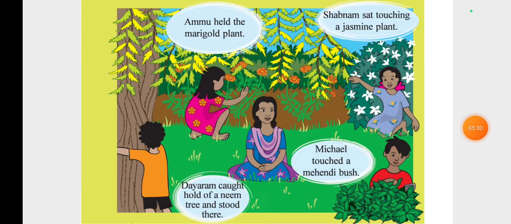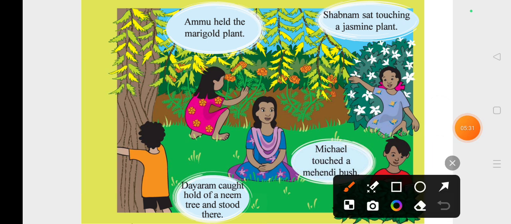You can see the picture here. First, this is Dayaram. Dayaram caught hold of a neem tree and stood there. Amu held a marigold plant. Shabnam sat touching a jasmine plant. And Michael, this is Michael, touched a mehendi bush.